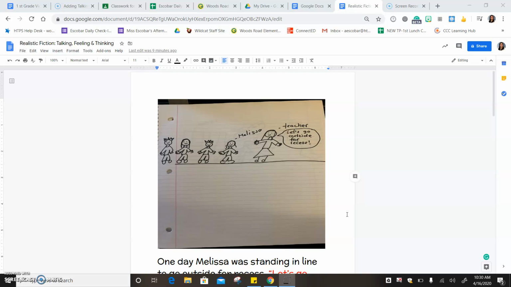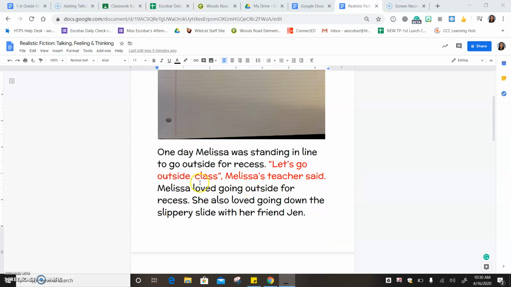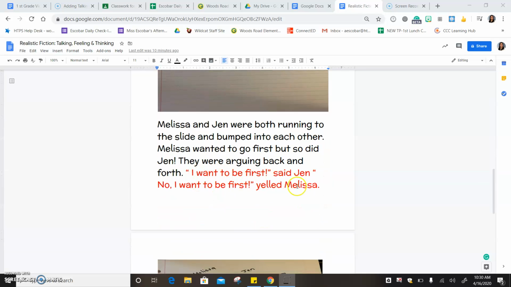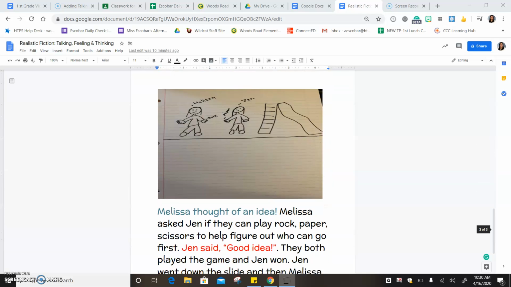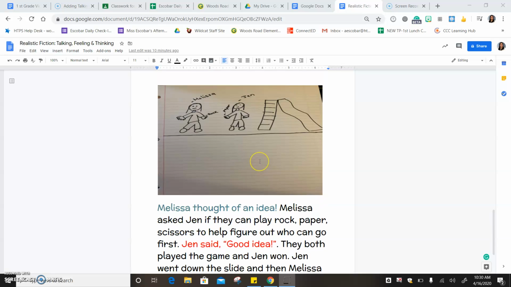So the first thing I did is I wanted to see if I added any talking or dialogue. And I wanted to make the dialogue red. So I went through my story and I had dialogue in my beginning. I also had some dialogue in my middle. And I had dialogue in the ending of my story.